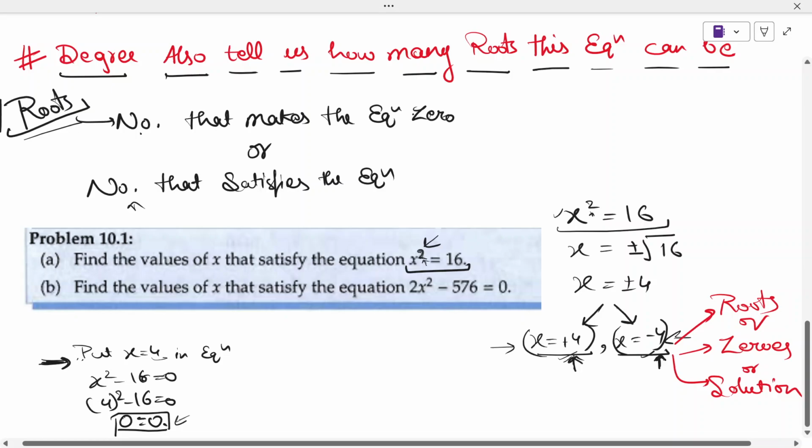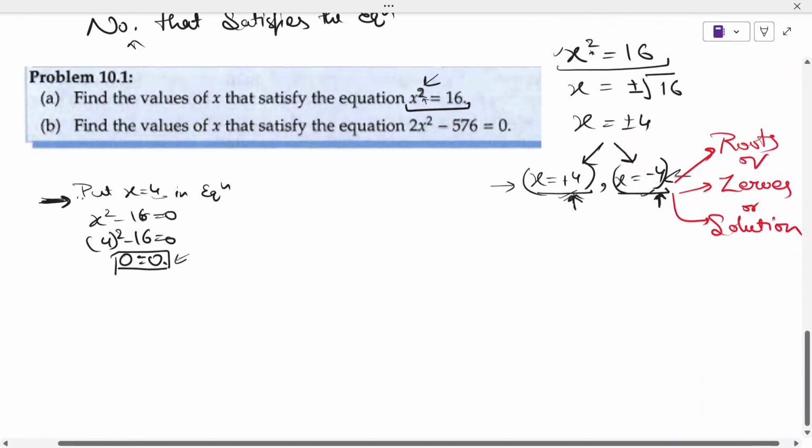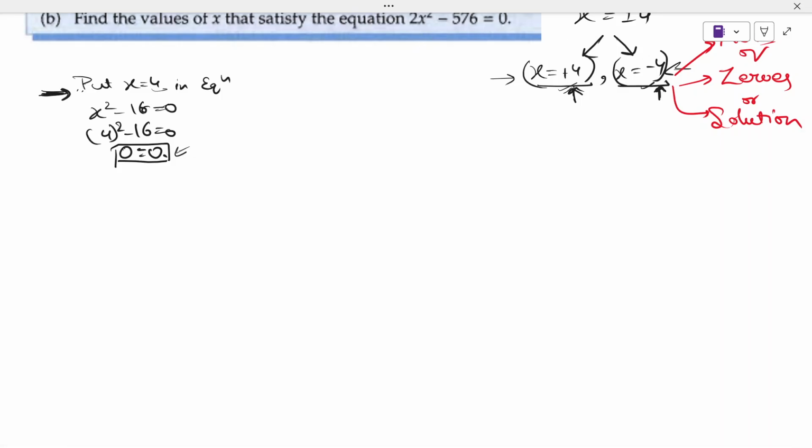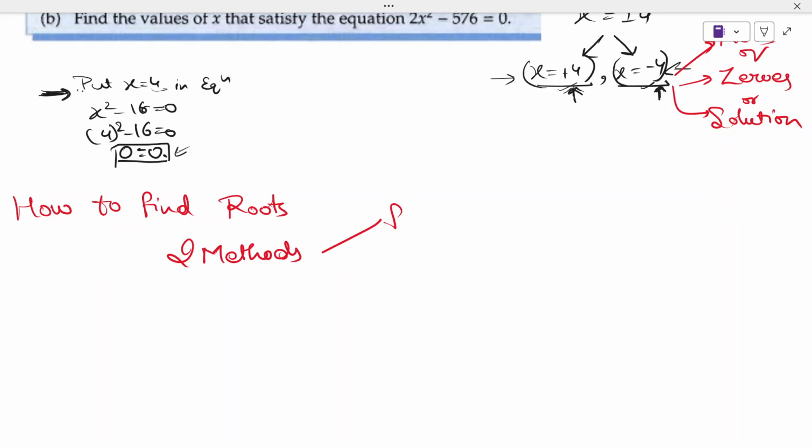Now you know what roots are. Now let me tell you how you can find these roots. How to find roots? There are two methods to find roots. First method is the factorization method, and second method is the quadratic formula method.